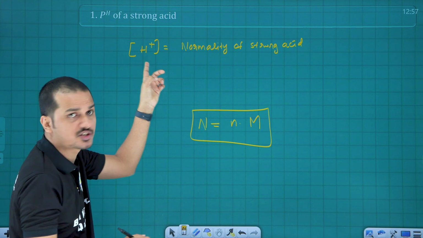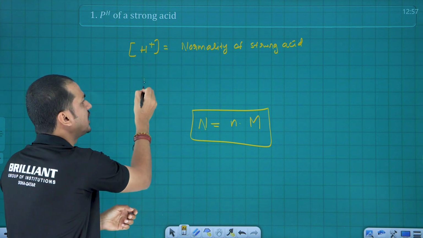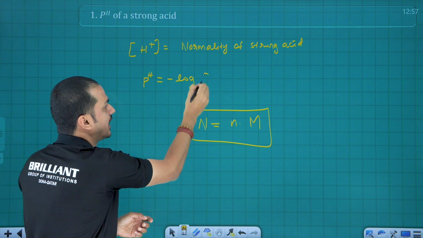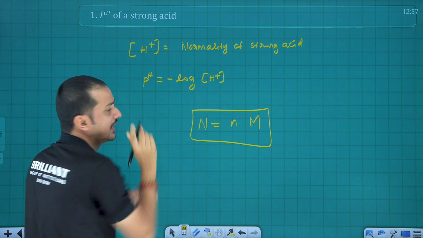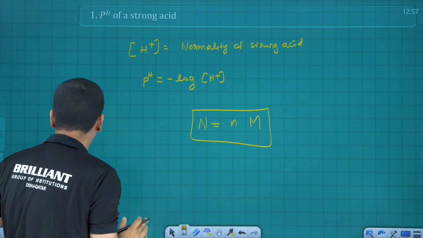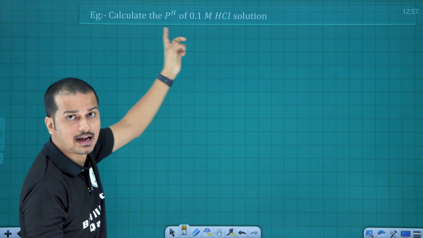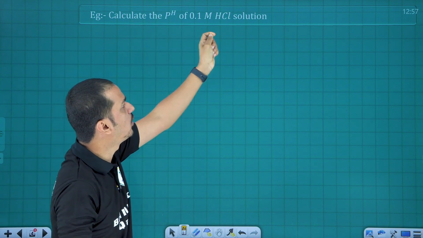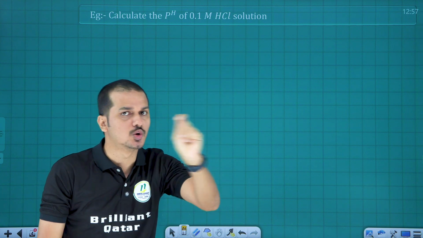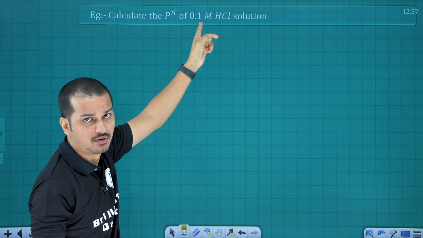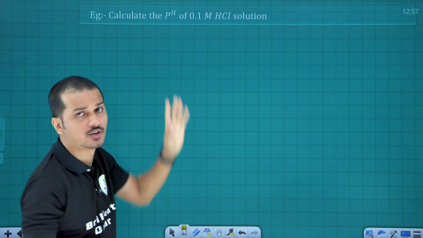So if we know the concentration of H plus, then we can easily find out pH. What is pH? Minus log concentration of H plus. That's the idea. Now let's look at one example. This is the example I have given here. Calculate the pH of 0.1 molar HCl solution. HCl is a strong acid, and its molarity is given. Now they are asking about the pH.